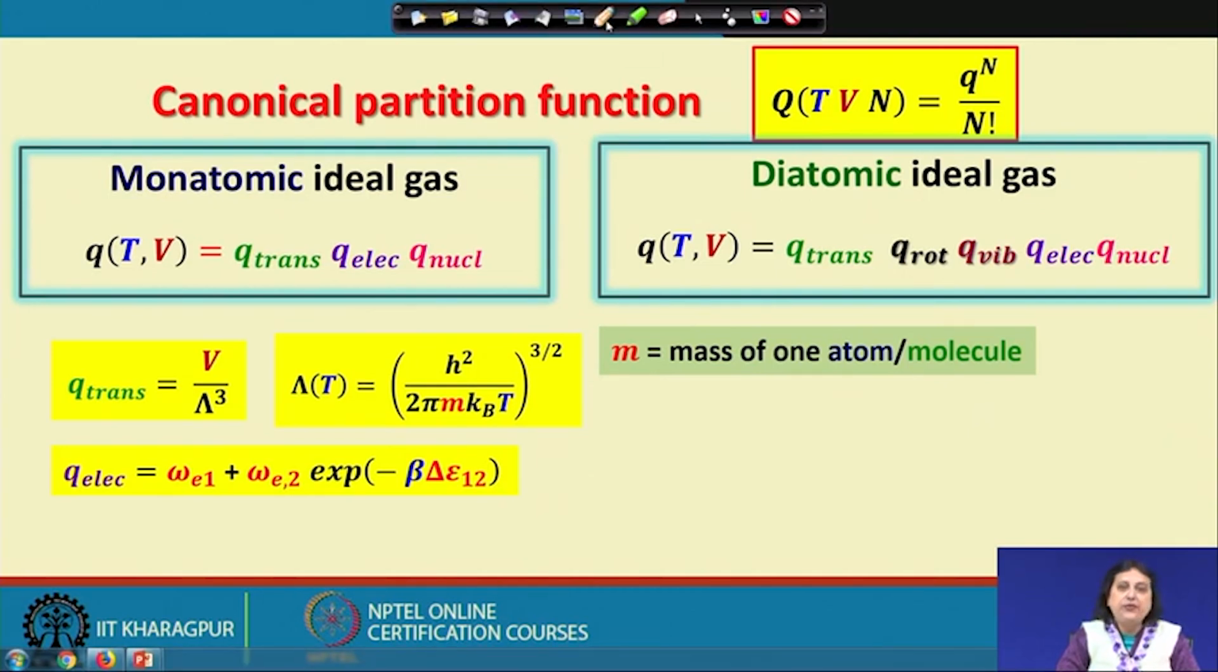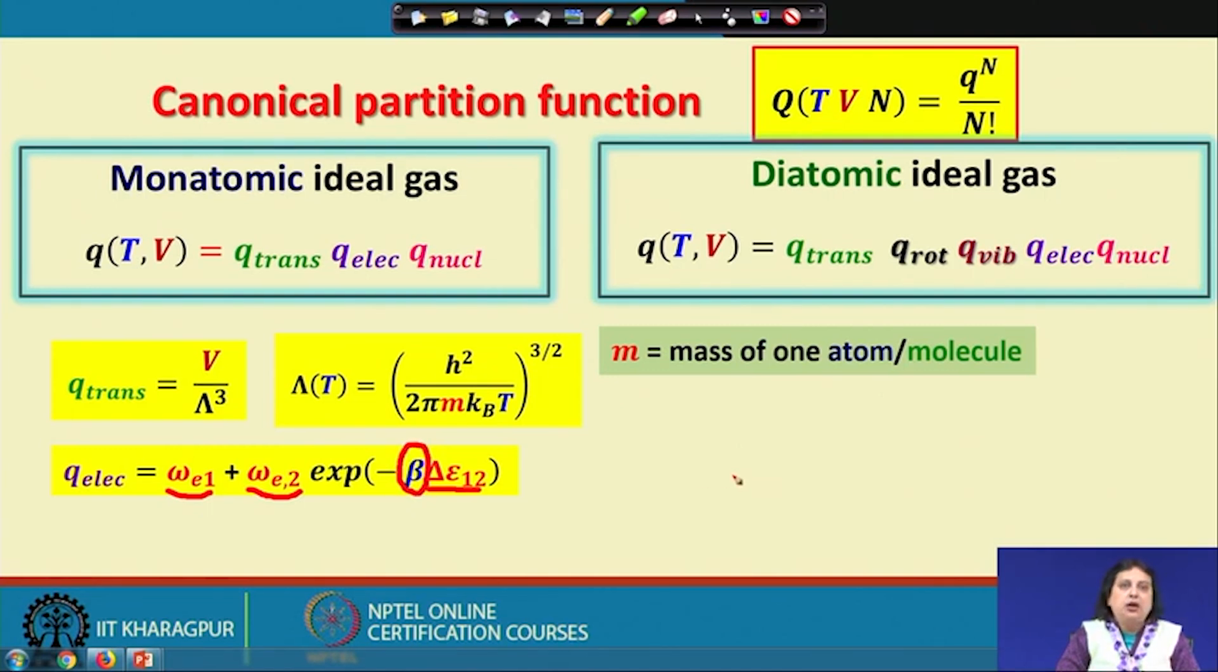And we have seen that if you know the electronic absorption spectrum, or if using quantum mechanics you are able to find out the energy eigenstates corresponding to the electronic Schrodinger equation, then you have information of quantities such as degeneracy of the ground electronic state, degeneracy of the first excited electronic state, and the energy difference between the ground and the first excited electronic state, and also beta is nothing but inverse of kT.